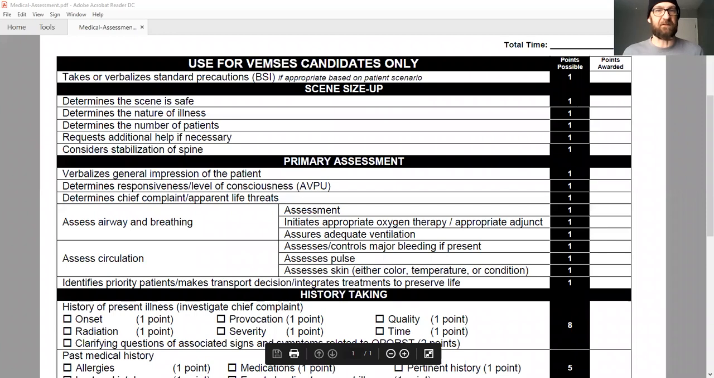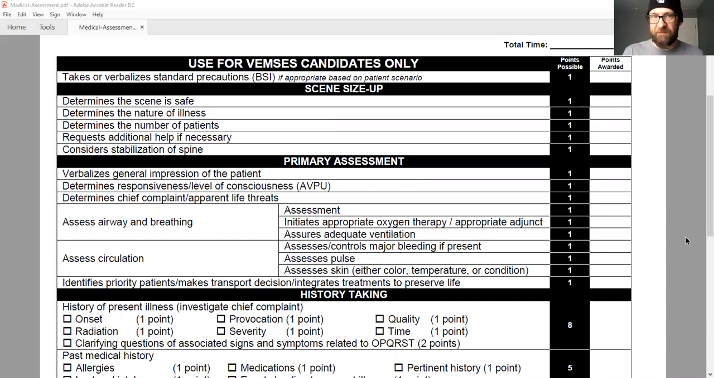I'm going to share my screen here. All right, here's our medical assessment page that we're all familiar with. As we know, these simulate real life calls from when we're arriving on scene, that would be our scene size up, all the way through transporting the patient to the hospital.